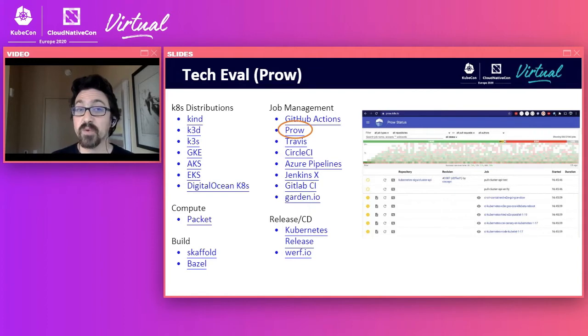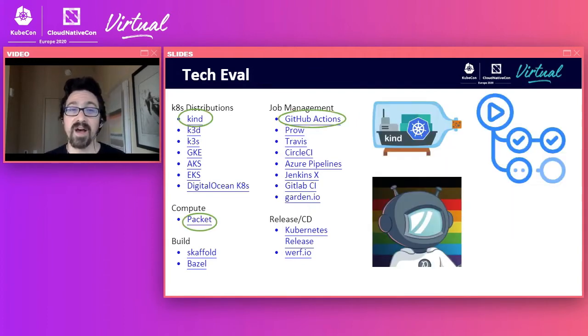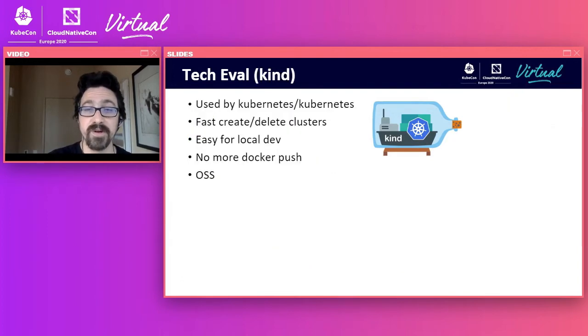So with that in mind, spoiler, here are the 3 pieces of tech we settled on. We selected kind, GitHub Actions, and Packet. And I'm going to go through each one of those and talk about why we selected them. So first off is kind. This was the first one we zeroed in on and decided we wanted to use.